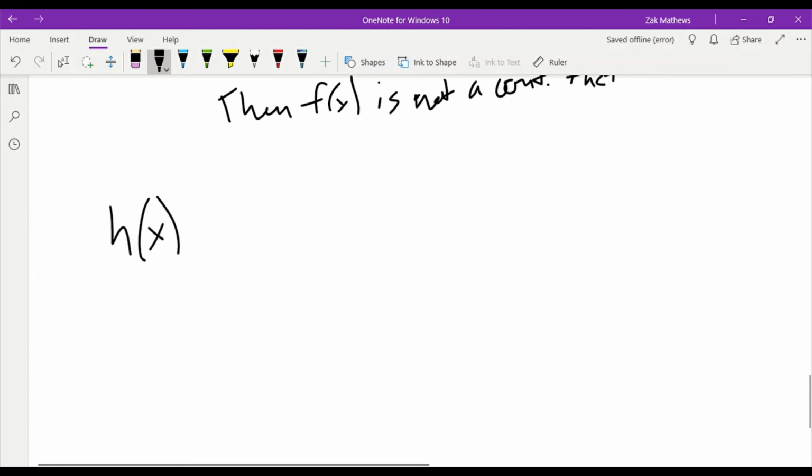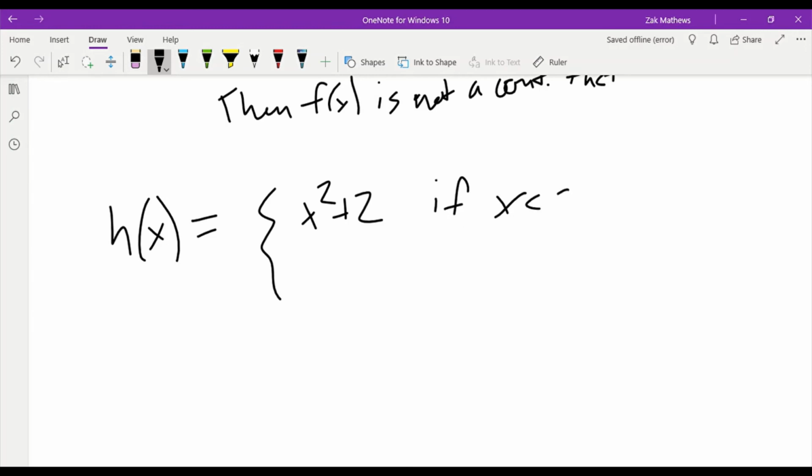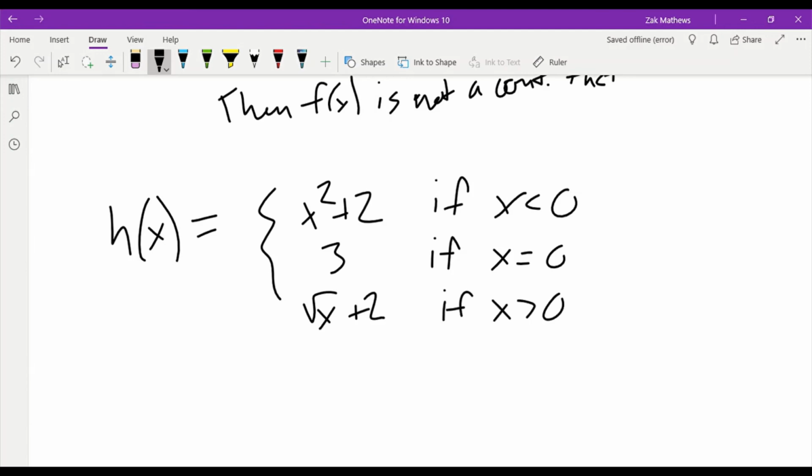I'm going to use another piecewise function. Take h of x to be, we'll do x squared plus 2 if x is less than 0, 3 if x is equal to 0, and the square root of x plus 2 if x is greater than 0. So we look at this for a second and say, well, domain clearly all real numbers. We can plug anything into this x squared, so we're going to have all those values less than 0. X equals 0, of course, we can have 3. X greater than 0, that one, that's all set too.